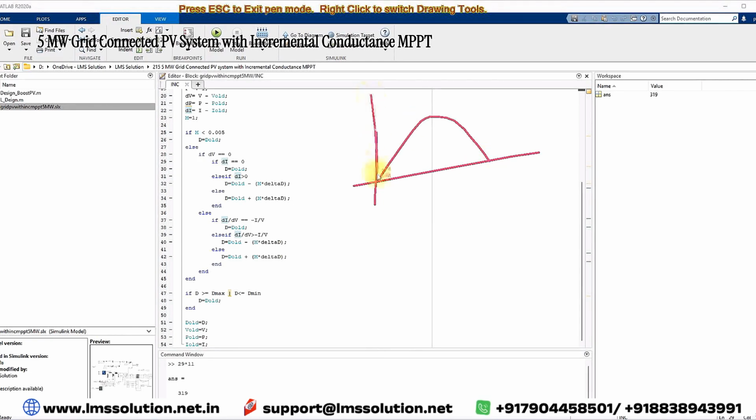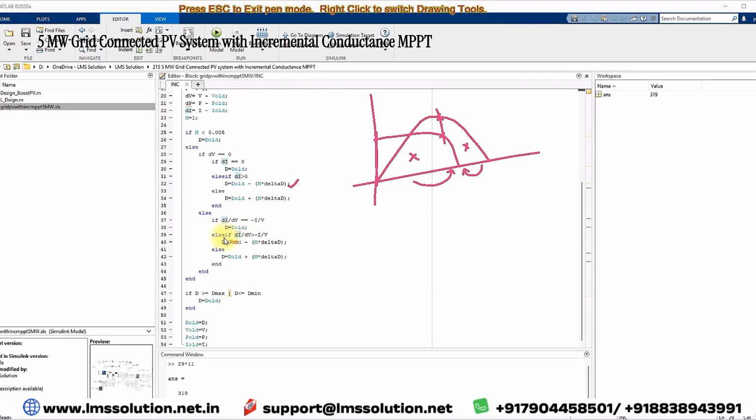That means you can draw the IV characteristics and the PV characteristics. When this condition is true, it is already operating at the maximum power point. If dI is greater than 0, we need to decrement the duty cycle, which increases the voltage of the boost converter. If dI is less than 0, it is operating in this other region, so we need to increment the duty cycle in order to move from this side to this side. This is the condition when dI is greater than 0 and dI is less than 0.